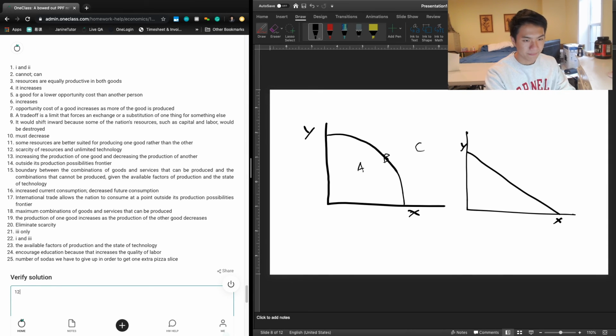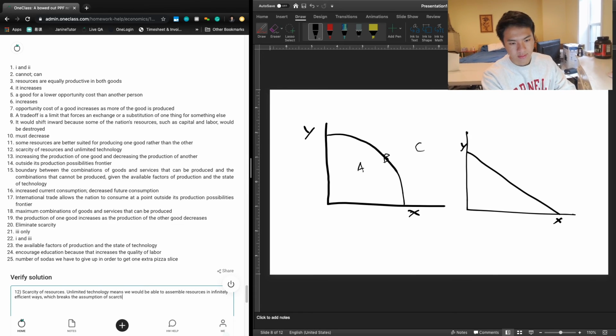Really quickly, we said scarcity of resources, unlimited technology means we would be able to assemble resources in infinitely efficient ways, which breaks the assumption of scarcity in the PPF. And 16 said decreased current consumption, increased future consumption.